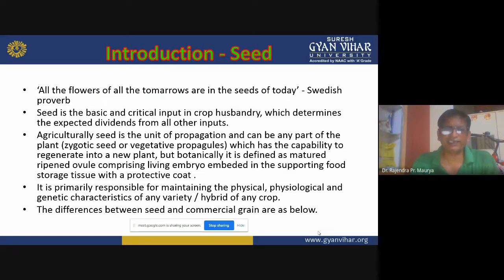And also we can say seed is a critical input in crop husbandry. So if seed is not of quality, then your crop can fail. So quality seed is the prime requirement, which determines the expected dividends from all other inputs.